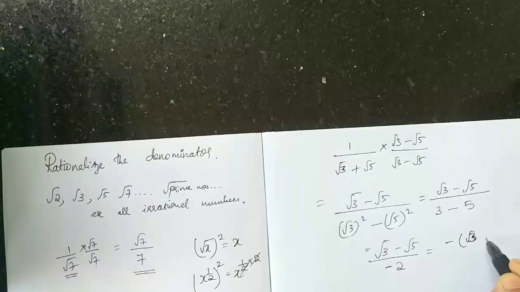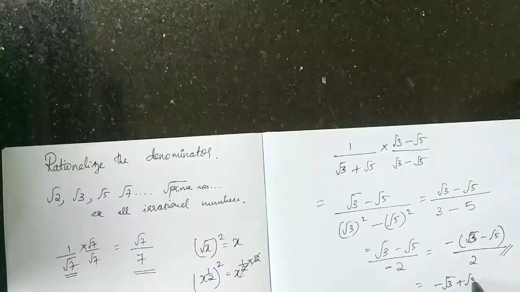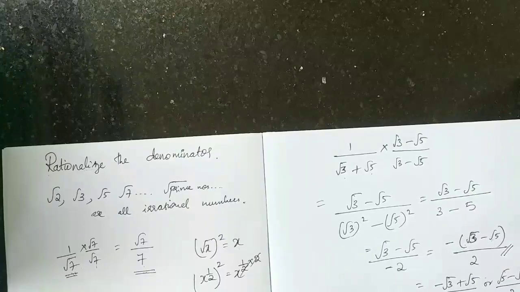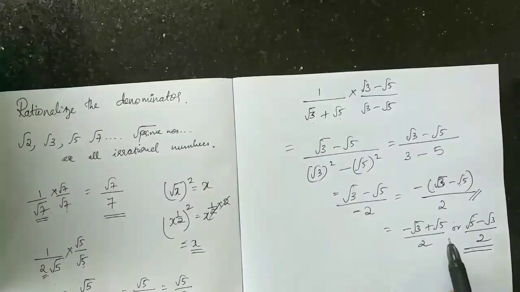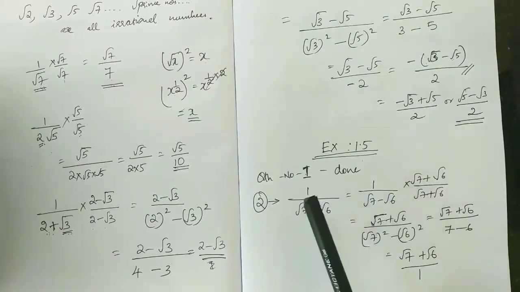Put these two terms inside a bracket, as the negative sign has to be shared for both these numbers. Okay, you can express this as a final answer. You may take this negative sign into this. You'll get it as negative root 3 plus root 5 by 2, or root 5 minus root 3 by 2. Root 5 minus root 3, or minus root 3 plus root 5 by 2. Both are the same. Okay. This is question number 1, which has been done earlier.